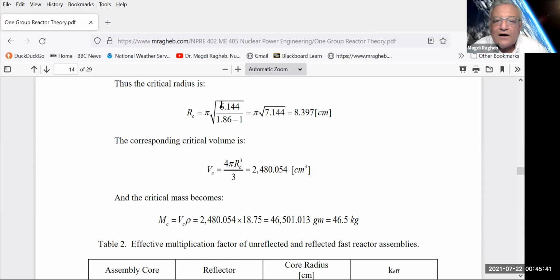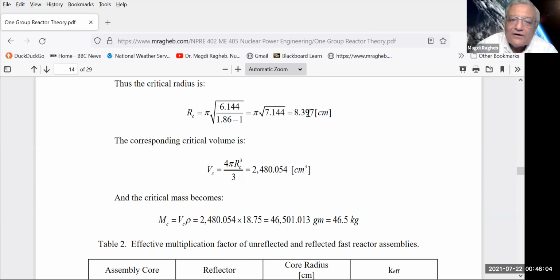And it gives us pi, the square root of 7.1. And pi is, of course, 3.151519. It gives us a radius of 8.4 centimeters. So that would be the radius of a sphere of pure uranium-235.